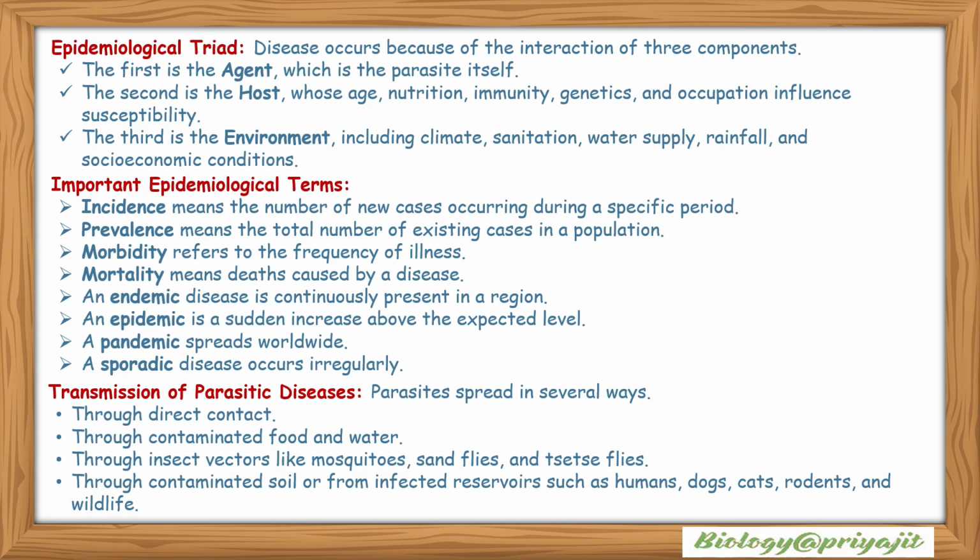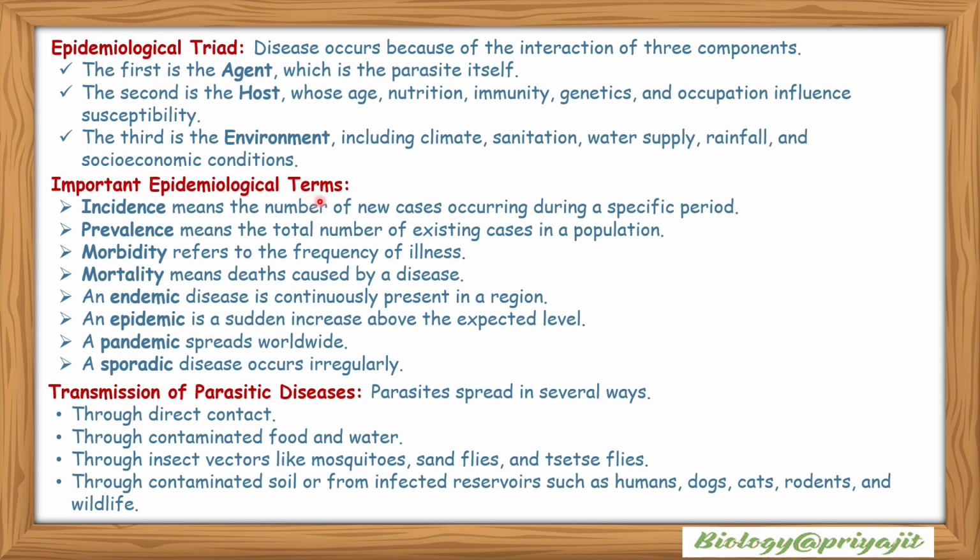Epidemiological triad. Disease occurs because of the interactions of 3 components. The first one is the agent, which is the parasite itself. The second is the host, whose age, nutrition, immunity, genetics, and occupation influence susceptibility. The third one is the environment, including climate, sanitation, water supply, rainfall, and socio-economic conditions.